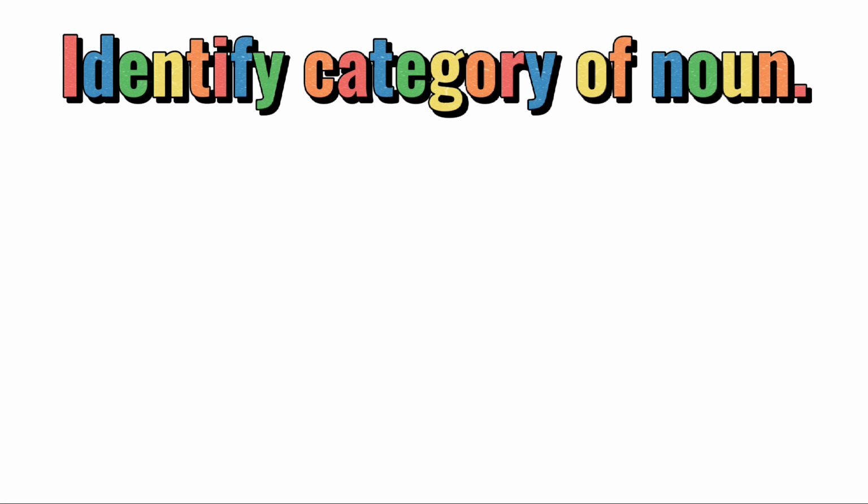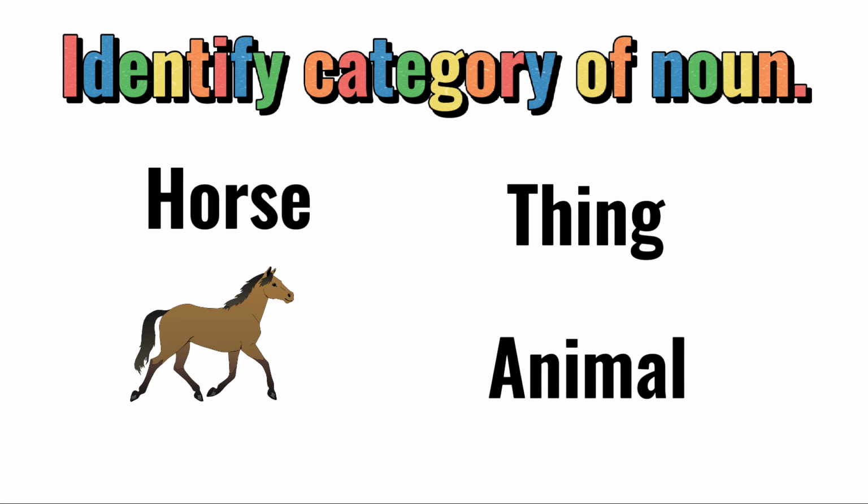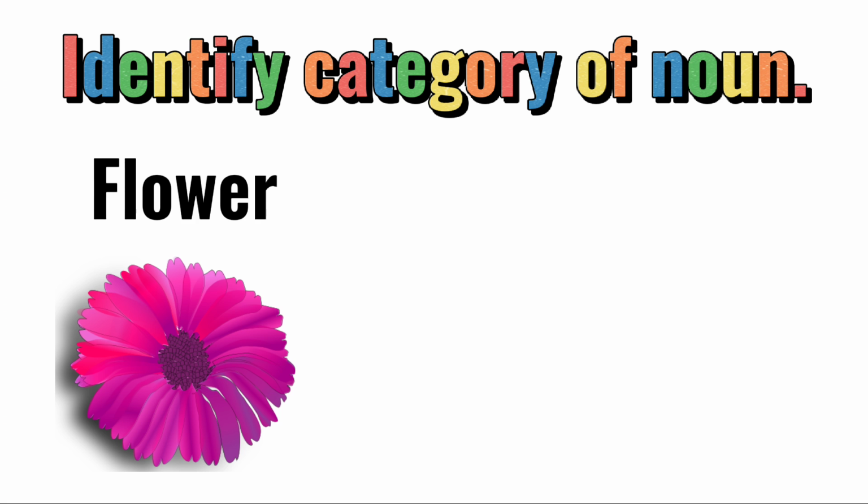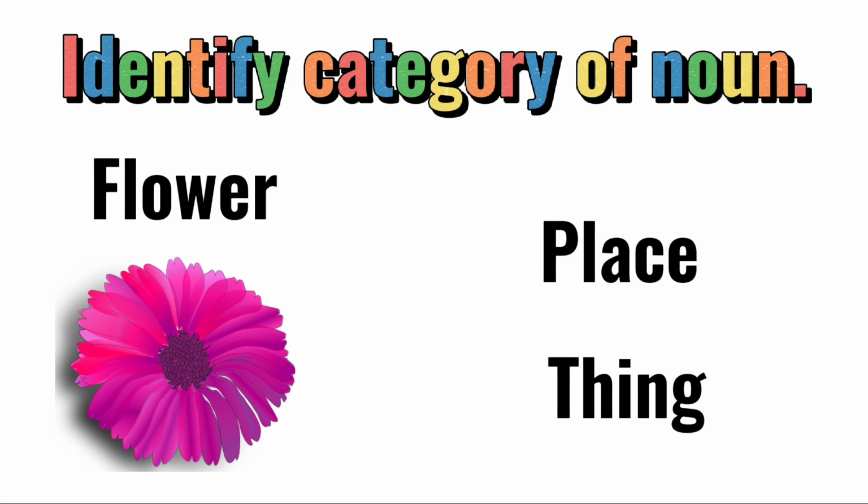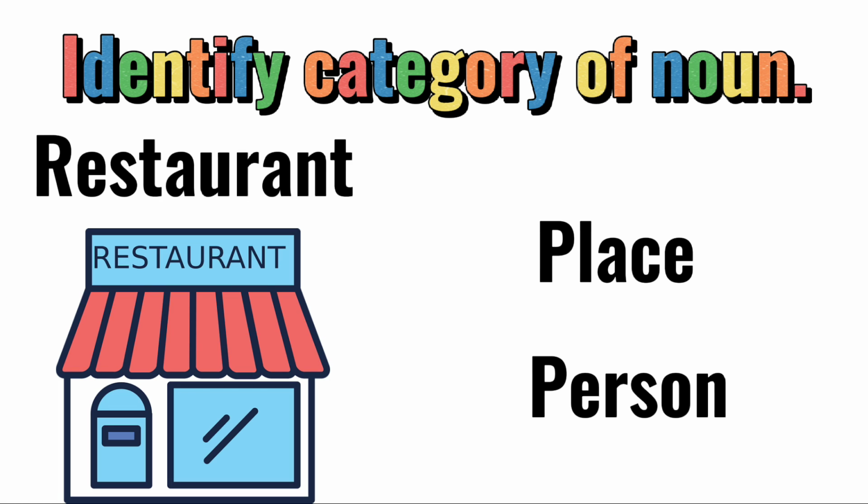Identify the category of noun. Horse. Animal is the right answer. Flower. Thing is the right answer. Restaurant. Place is the right answer.